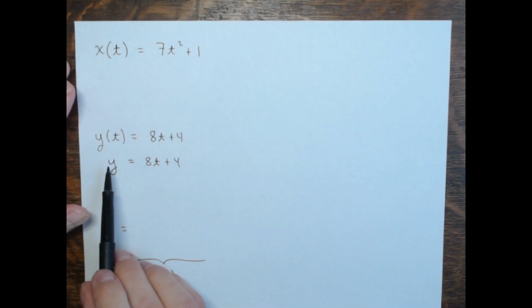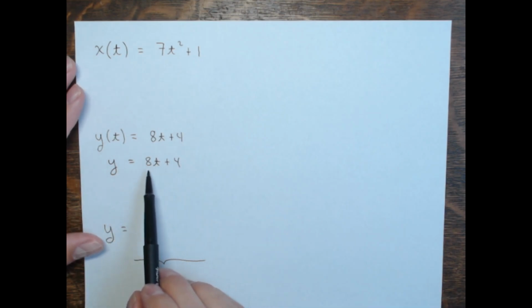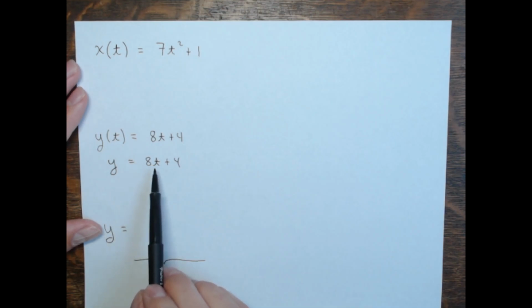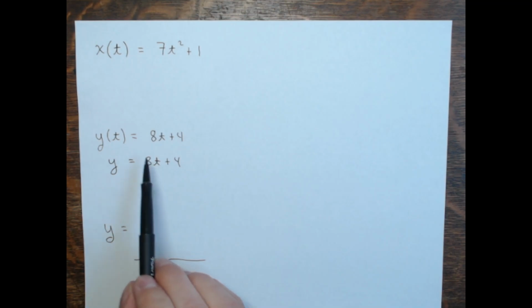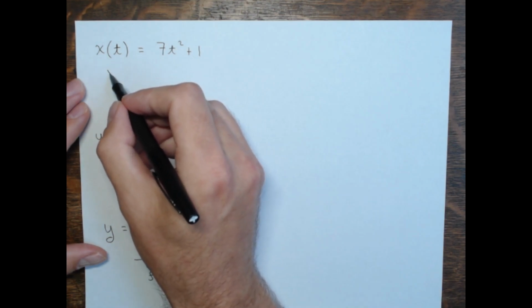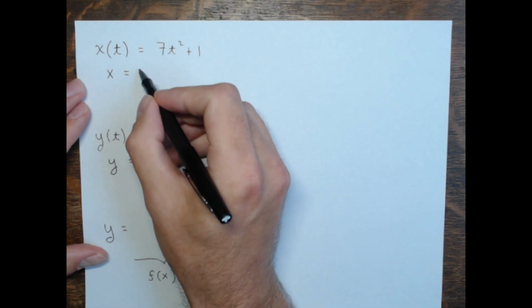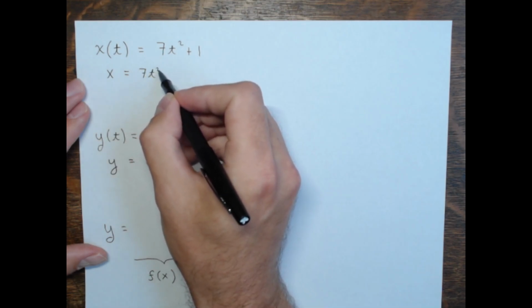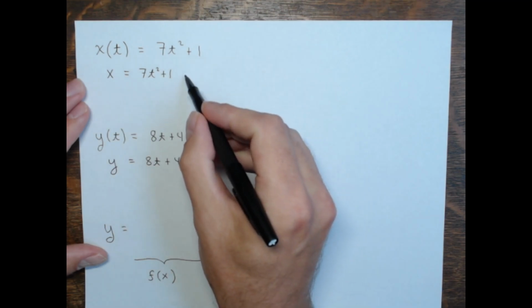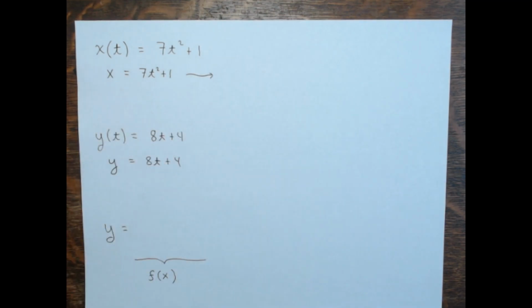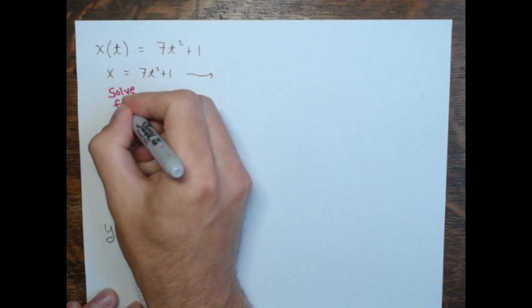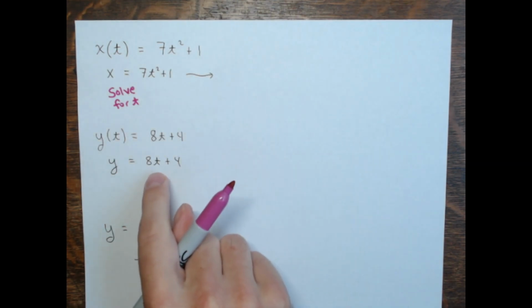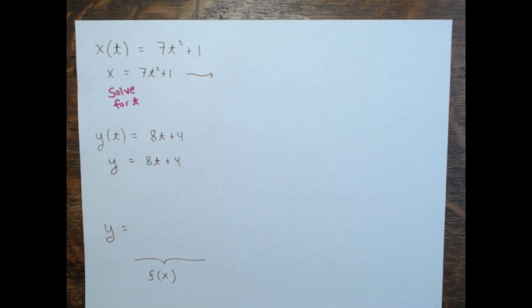This is already in the y equals form, so what I would need to do now is replace t with an expression that involves only x. That'll come from this first equation, where the x coordinate, which I'll just write as x, is 7t squared plus 1. And we're going to solve this for t. I'll write that underneath. I'm going to solve this x equation for the parameter t, and then we'll substitute this value of t in terms of x into the y equation.